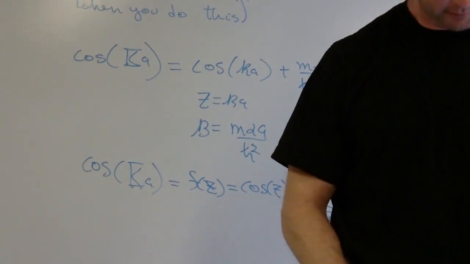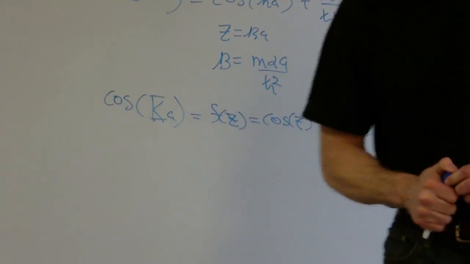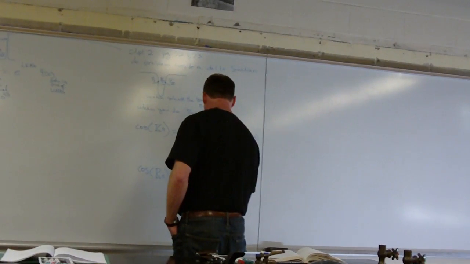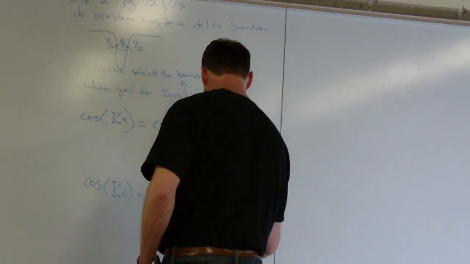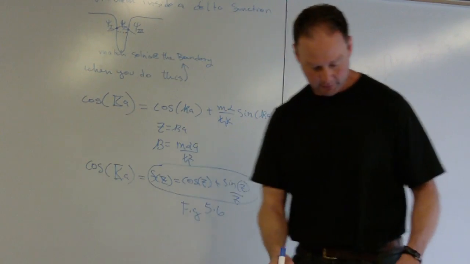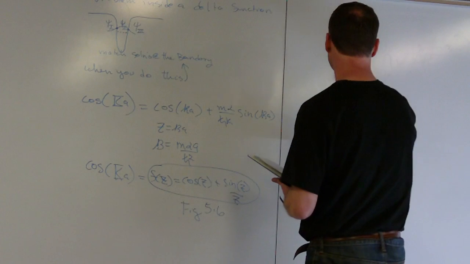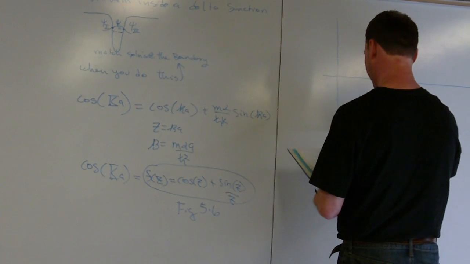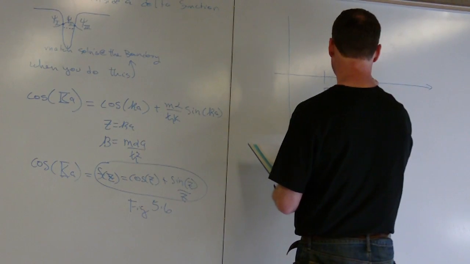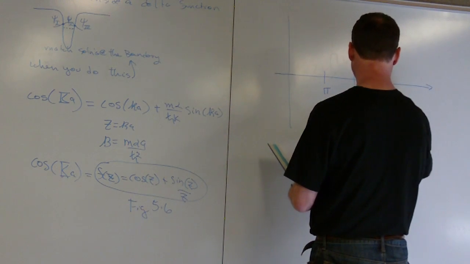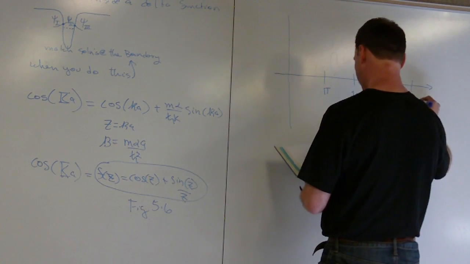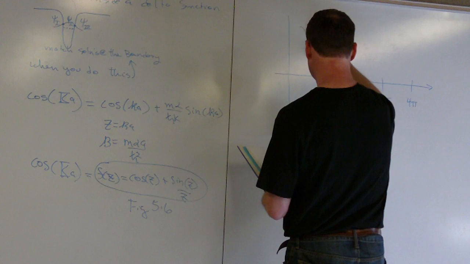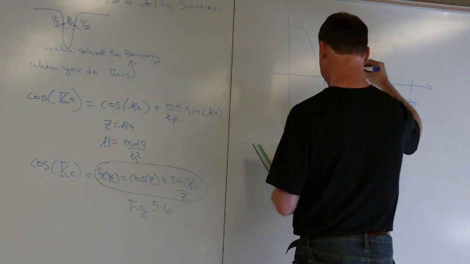So figure 5.6, on page 228. What he does is the following. He's going to plot this. It looks like this. Over here, he has something like pi, 2 pi, 3 pi, and 4 pi, and it comes down like this. I'm not going to get it exactly.